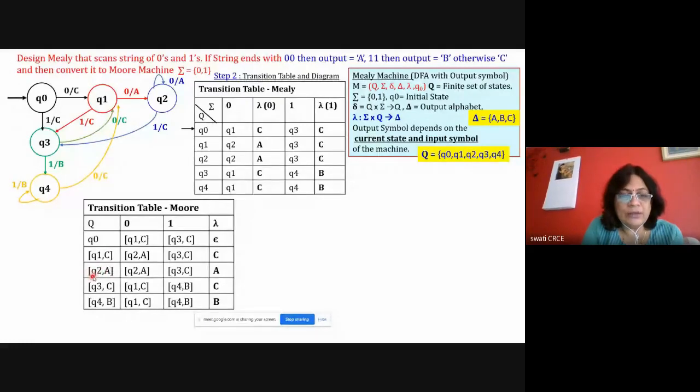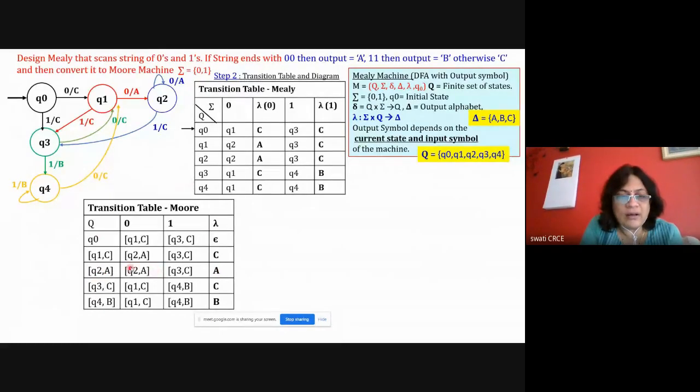For taking the Q2 state, refer to the table again. In the table, find out how many Q2s there are. There are two Q2s, and both the Q2s have the output symbol A. So you take that Q2 with output symbol A, only one record, and you mention here capital A. Okay. So this is done. Q2A and this lambda A is done.